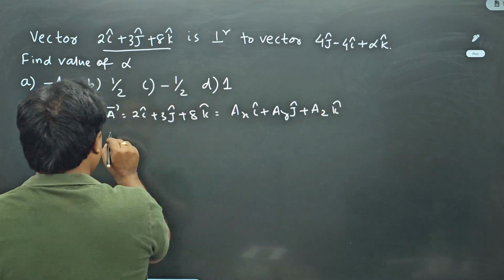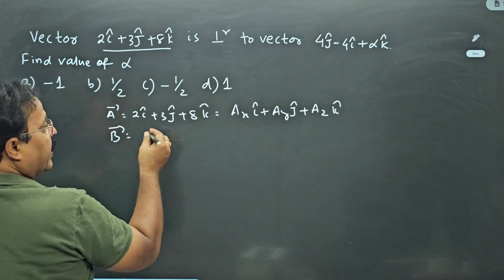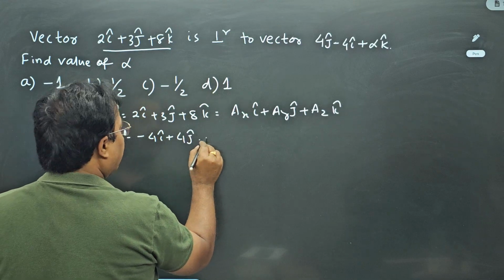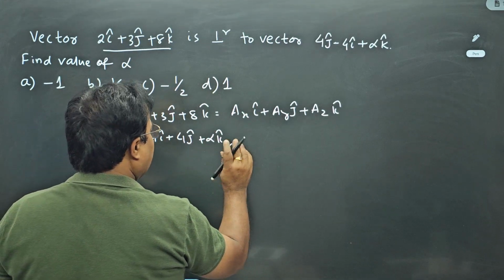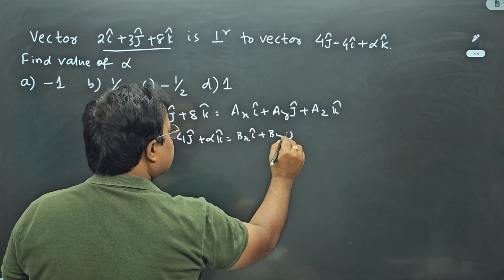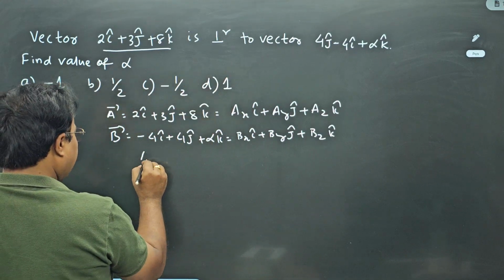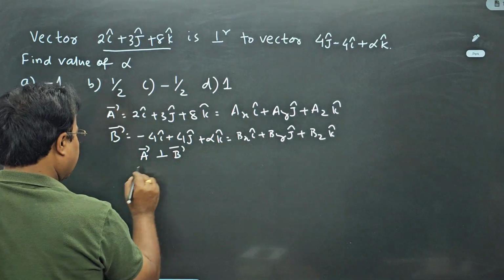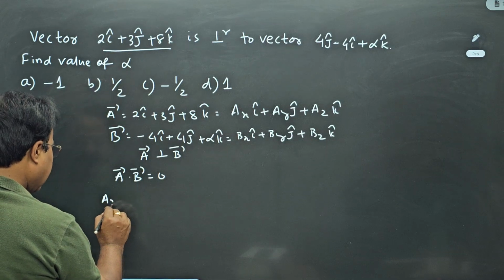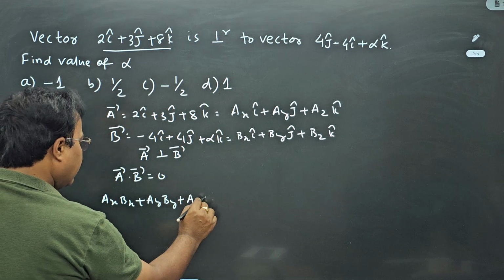Okay, my dear student, what is b vector? You take this as b vector: minus 4i cap plus 4j cap plus alpha k cap. That is equal to bx i cap plus by j cap plus bz k cap. As it is already given that a vector is perpendicular to b vector, their dot product becomes 0. What is the dot product of two vectors? Ax bx plus ay by plus az bz.